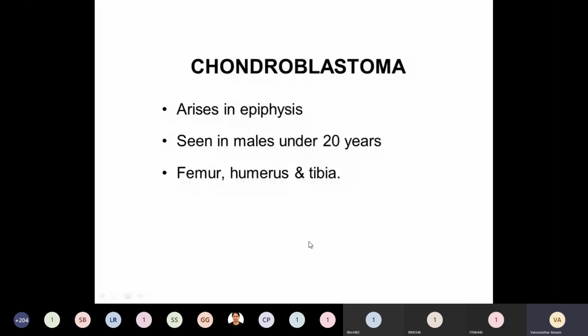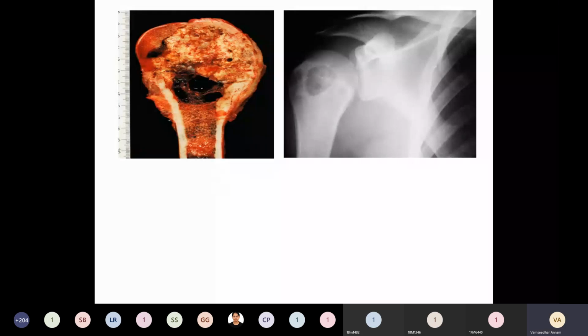It is seen in males under 20 years of age. Femur, humerus, and tibia are commonly affected. So here you can see the tumor. This entire thing is the tumor, with areas of hemorrhage and necrosis. It's a lytic lesion.